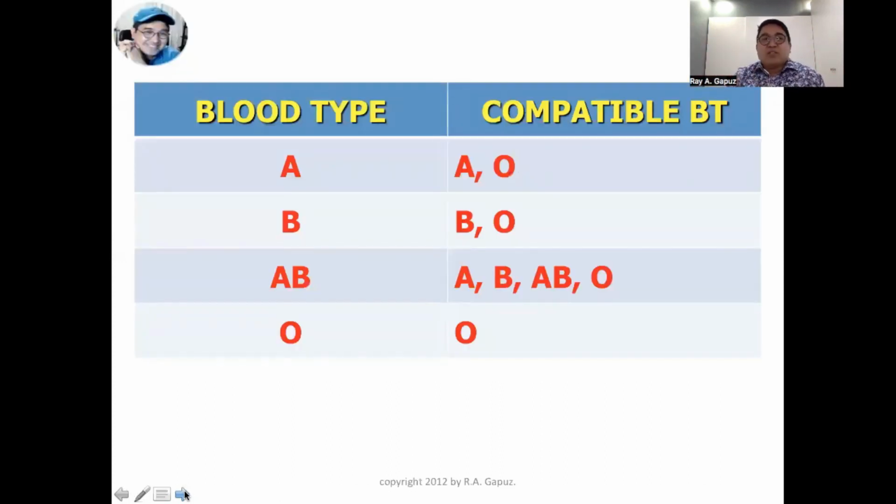Remember, okay, so in ABO incompatibility, the destruction of the RBCs could result from the inappropriate administration of blood to a patient with a specific blood type. So for you to remember this, a patient with blood type A can be given blood type A and O. A patient with blood type B can receive blood type B or O. A patient with blood type AB can receive either blood type A, B, AB, or O. And a patient with blood type O can receive blood type O only.